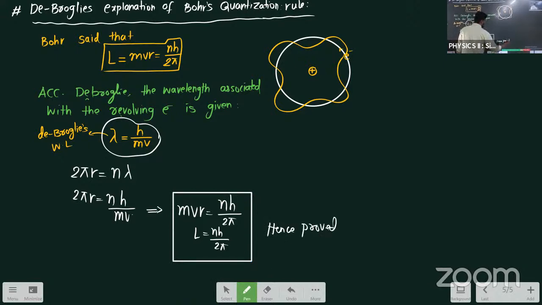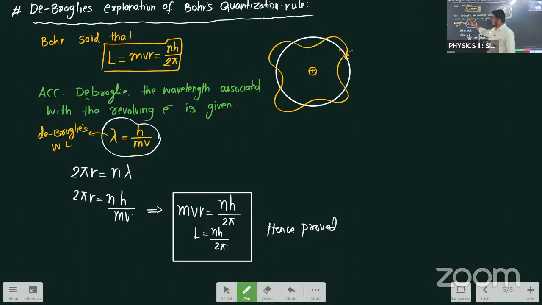So what will be the question in the examination? You'll be getting a question: how did de Broglie explain Bohr's quantization rule? First, you are supposed to write down Bohr's postulate, the quantization rule. What is Bohr's quantization rule? The angular momentum of the revolving electron is quantized. Then you are supposed to write down this formula. What is that formula? L = mvr = nh/2π.